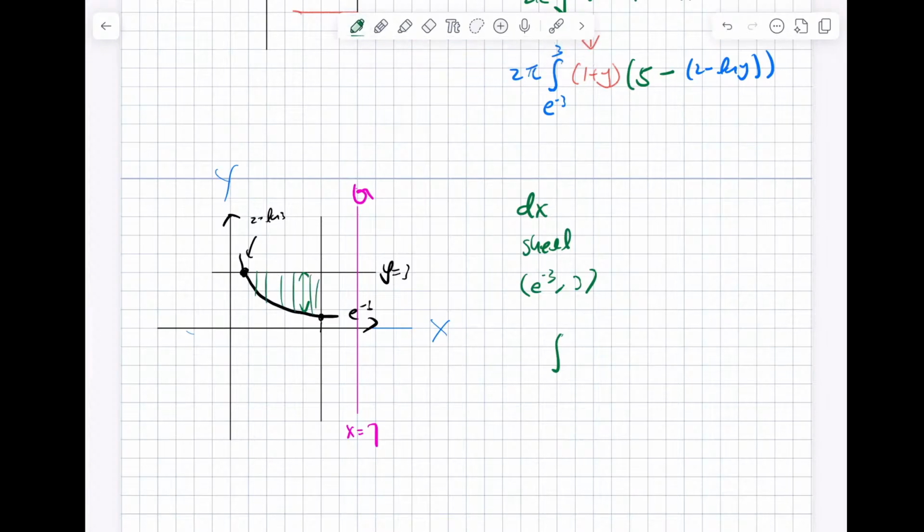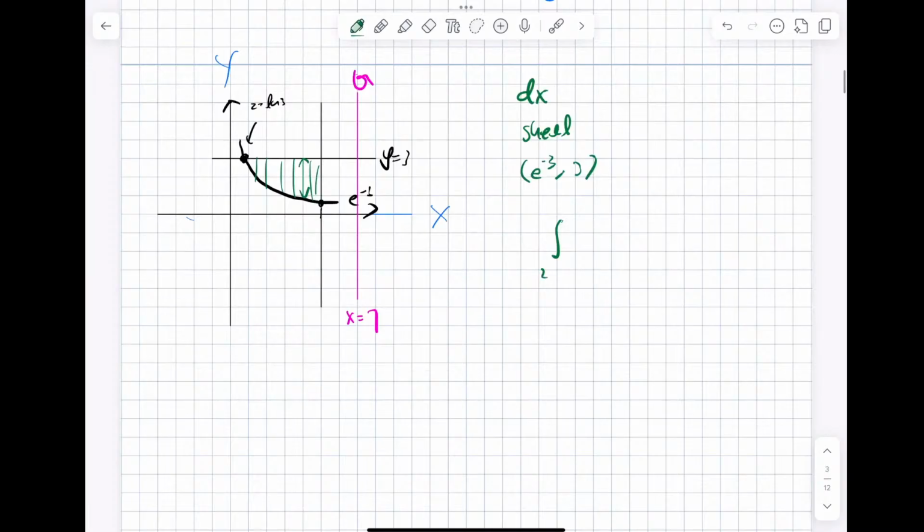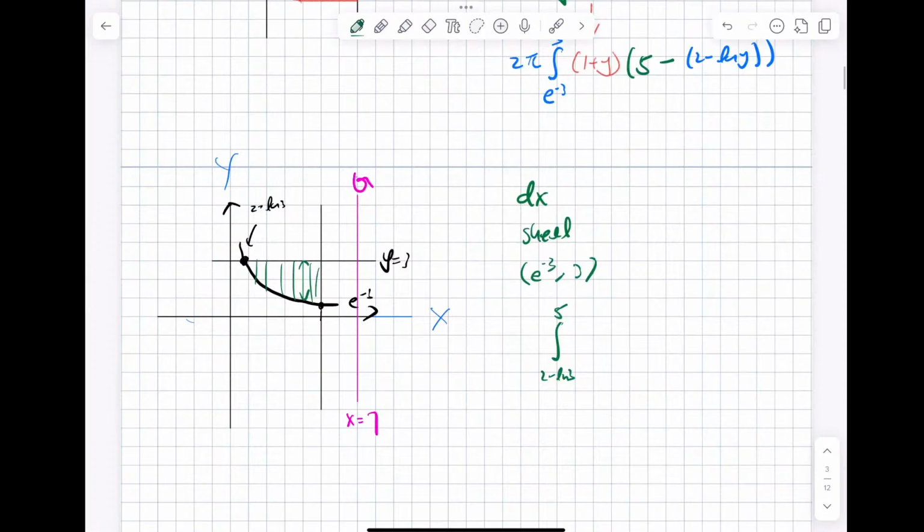So it's gonna be 2 minus ln 3 to 5. And it's 2 pi in the front, so tomorrow people are gonna mess up because of the 2 pi. They're gonna put down pi. Shell has to be 2 pi. Okay, so this is gonna be R and H. What is the R in here? R is the distance from here to here.